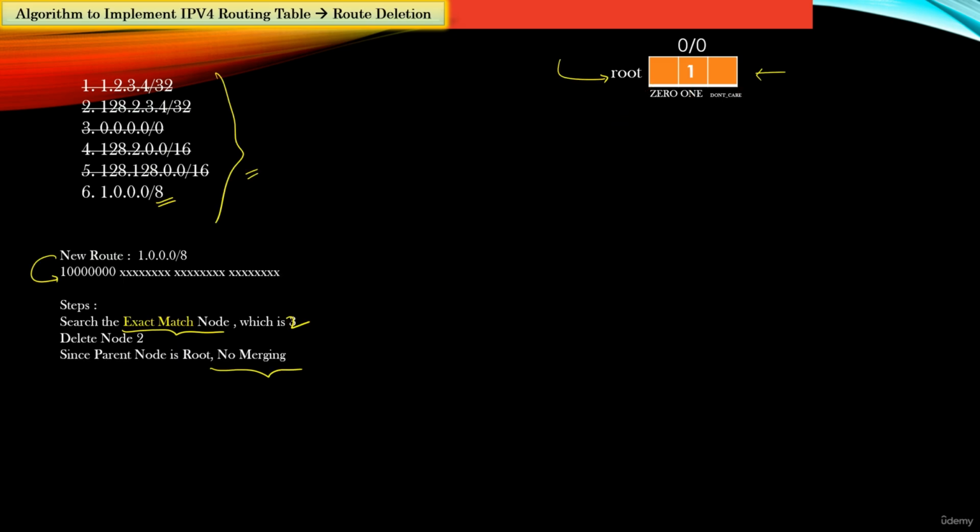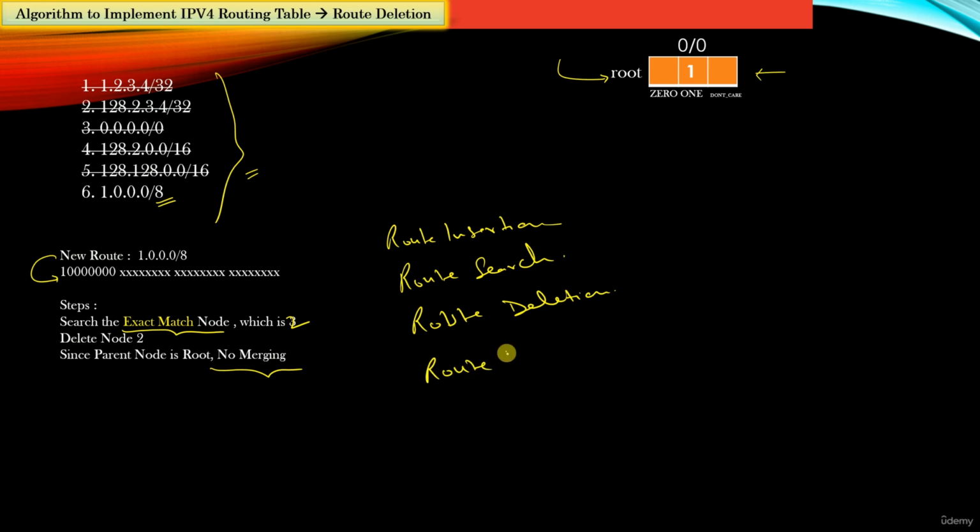I would suggest that you rewind the lecture video and repeat and exercise the route deletion algorithm again. So far we have completed route insertion, route search, and route deletion. What is left is the final thing, which is route lookup, which is based on longest prefix match. So this is the next and final algorithm that we are going to discuss.